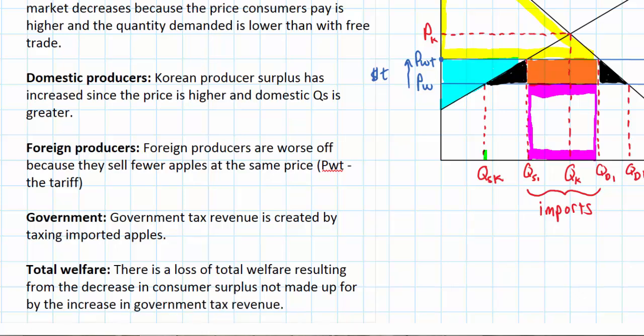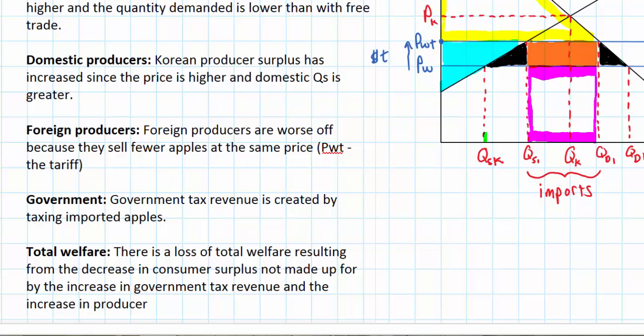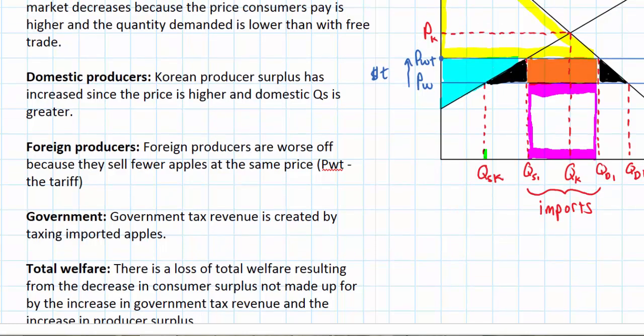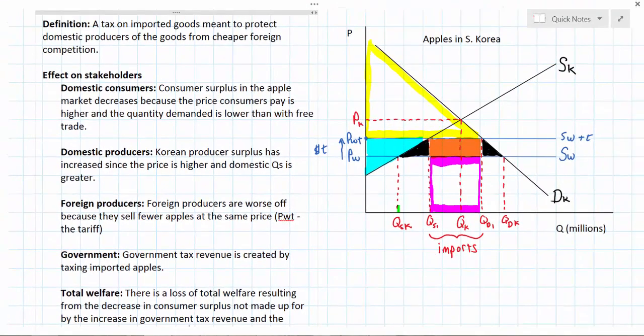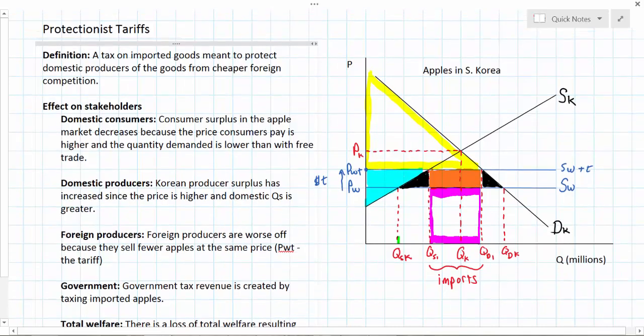So there is a gain of the orange area, and there is a gain in the blue area, the increase in producer surplus. However, these increases in producer surplus and government tax revenue are not as large as the amount by which consumer surplus is reduced in the apple market. As we can see, the apple tariff in South Korea has created more losers than it has winners from a total welfare perspective. The loss of consumer surplus exceeds the increase in producer surplus and government revenue resulting from the tariff by the amount represented by these two black triangles.